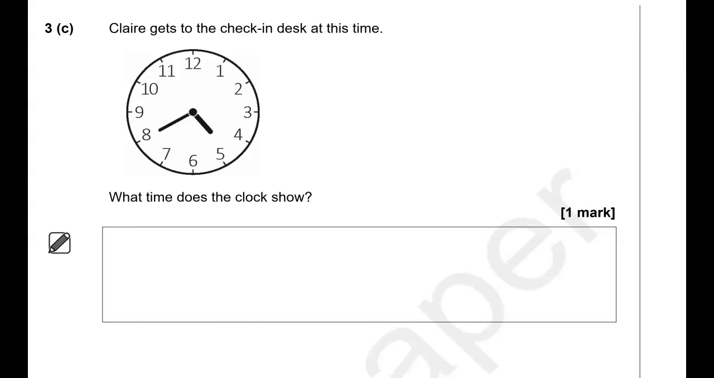Claire gets to the check-in desk at this time. What time does the clock show? So we've got this being past 4 o'clock, but it's not 5 o'clock yet. So 4:30 would be here, 35, 40. So 4:40.